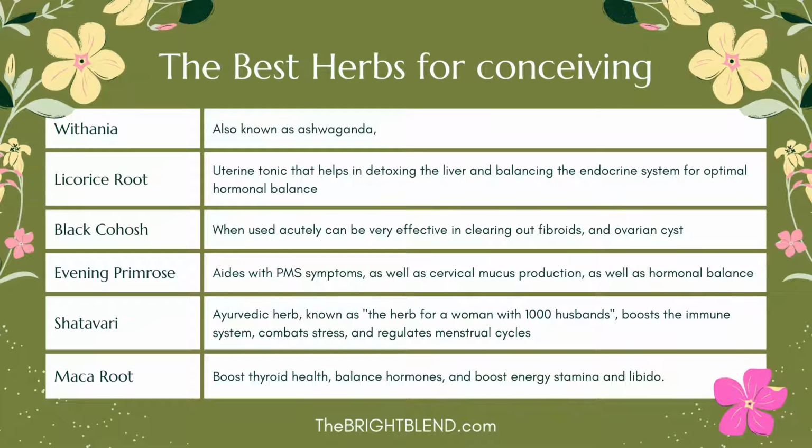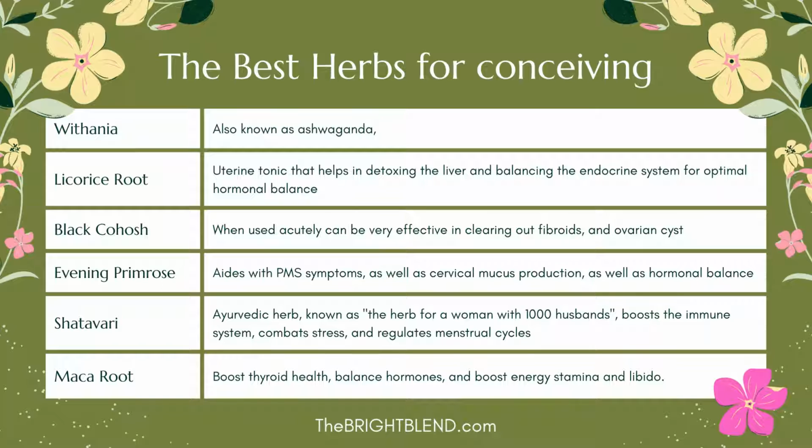The best herbs for conceiving: withania. Withania, also known as ashwagandha, is an adaptogen herb. This herb is very crucial in helping the body mitigate the effects of stress and thus helps relieve the pressure and workload for the liver, which is responsible for helping the body control the endocrine system in general. We have licorice root. That is a uterine tonic that helps in detoxing the liver and balancing the endocrine system for optimal hormonal balance.